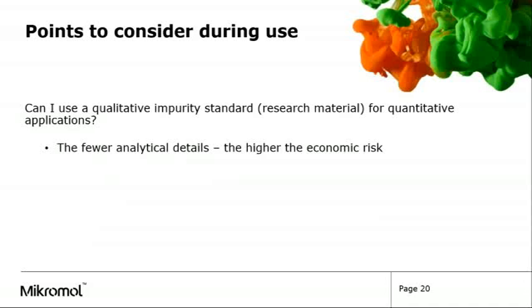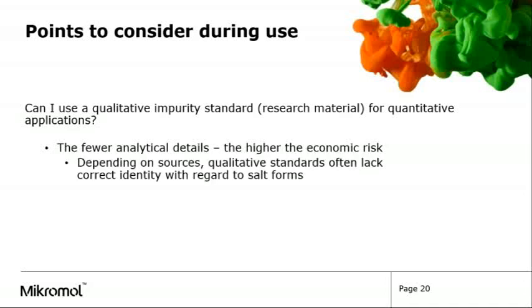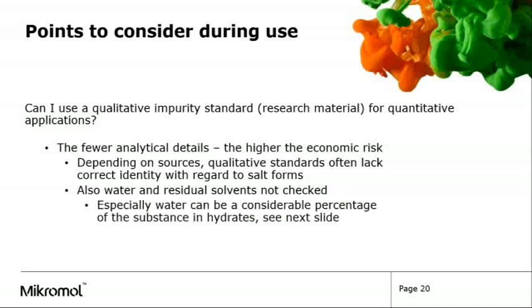So, some more on this overestimation risk. Basically, if you're using a qualitative standard, the fewer analytical details and the less information you have, the higher the economic risk you take on. And as we've seen previously, depending on the sources, qualitative standards may not have the correct identity, especially in regard to salt forms. Residual solvents and water may not be checked in some of these materials.